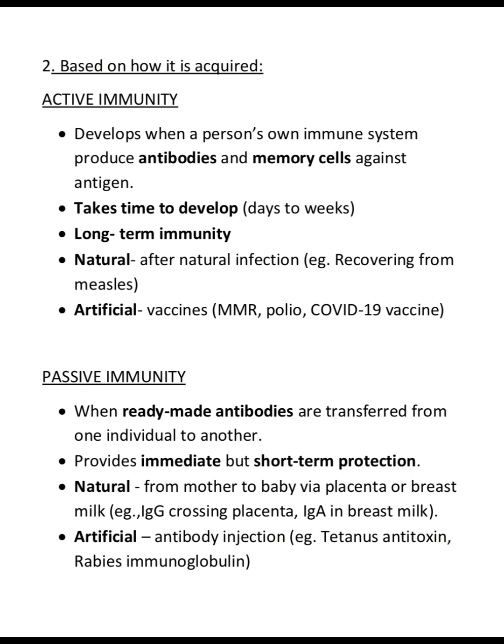Artificial passive immunity is given by injecting antibodies made in a lab or taken from a person or animal. This is done when quick protection is required. For example, tetanus antitoxin taken after an injury or rabies immunoglobulin after a dog bite. So this is all about adaptive immunity.